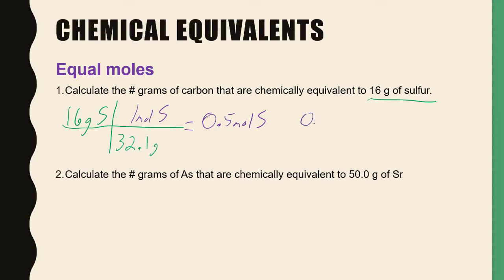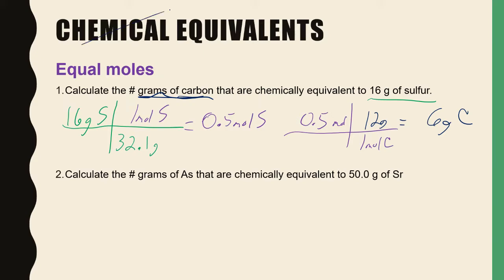Well, how many grams is half a mole of carbon, which is the other thing it's asking here? So, right, what's the grams of carbon? So you're going to do 0.5 moles. And now you know for every 1 mole of carbon, there's 12 grams. And so that'll be 6 grams of carbon. So 16 grams of sulfur is the molar equivalent of 6 grams of carbon.